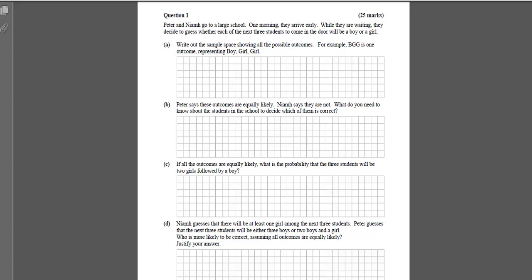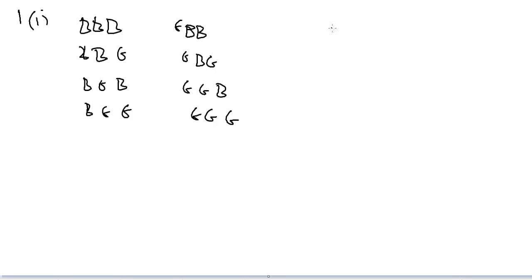Part C. If all the outcomes are equally likely, what is the probability that the 3 students will be 2 girls followed by a boy? So part 2 was the number of boys and girls in the class, what we need to know to decide whether Peter was right. So if we want the probability that we're going to get girl, girl, boy, well, if all 8 are equally likely, then the probability should be 1 over 8.